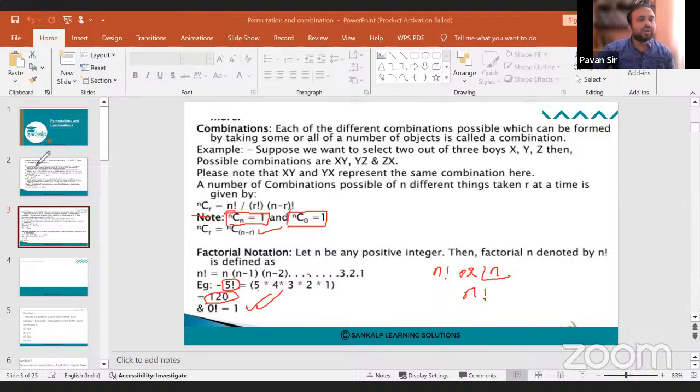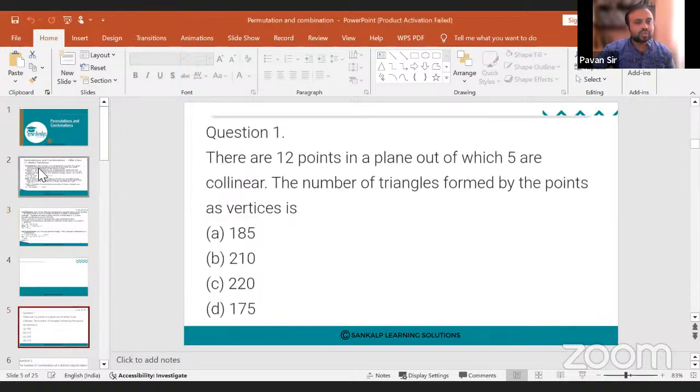Let me move on to some problems based on the given definitions and formula. Let me try to solve that. Question number 1, try to solve this. There are 12 points in a plane, out of which 5 are collinear. The number of triangles formed by the points as vertices is 185, 210, 220, 175. Try to give the answer.